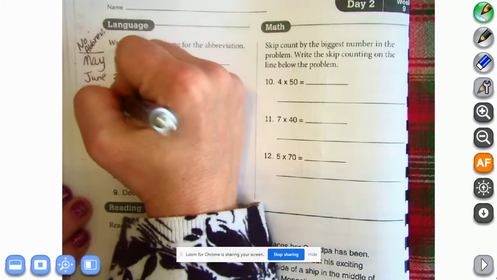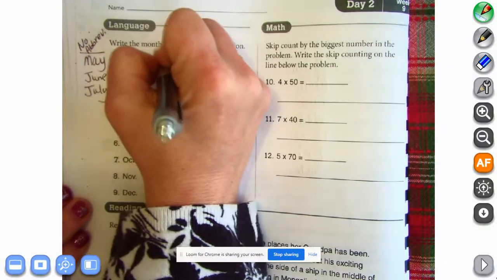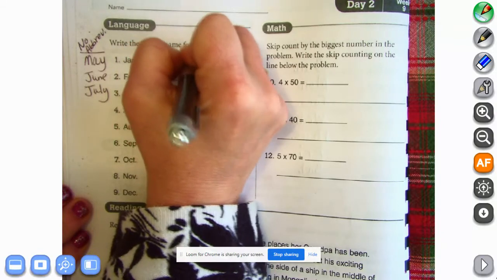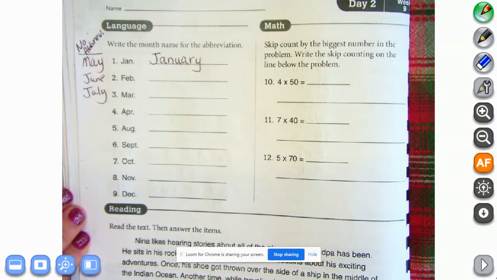All right, so these are all proper nouns, so they need to start with a capital letter. So for example, January. You may need a little help to get those spelled correctly.